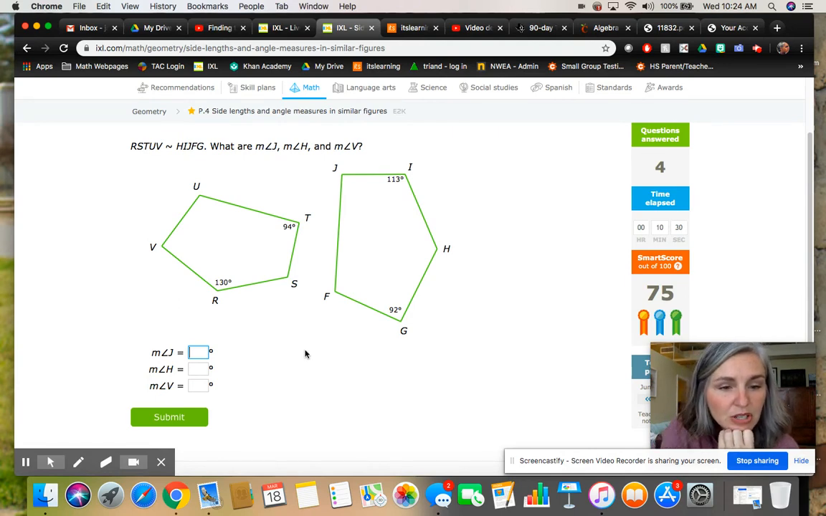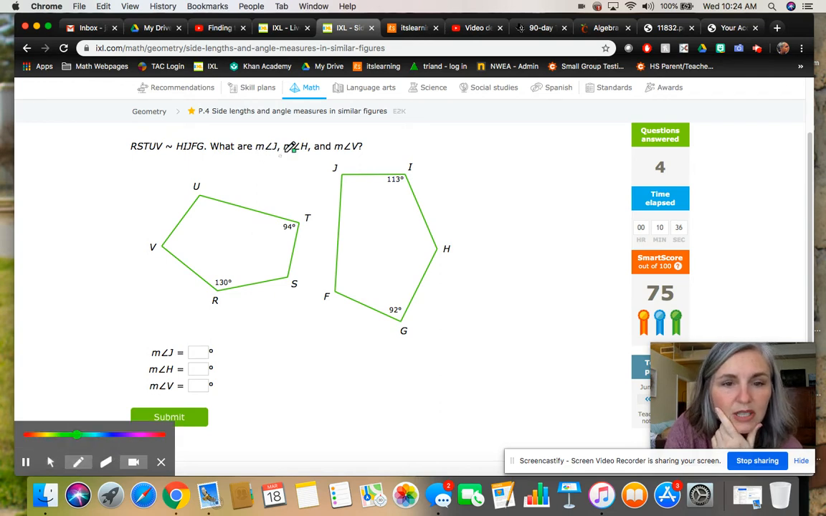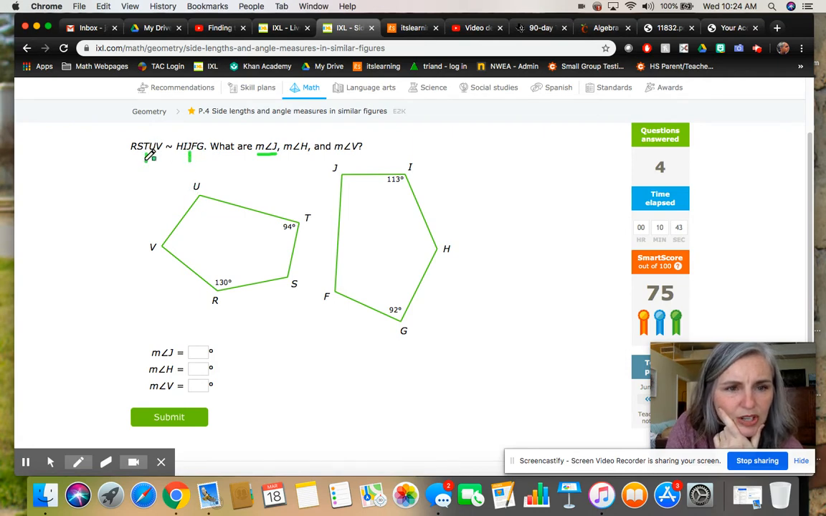Okay, so it wants to know J, H, and V. So guys, just figure out, like, what does J match in the similarity statement? So it's the middle letter. So J is going to match T, and T is 94. So J is 94. Okay?